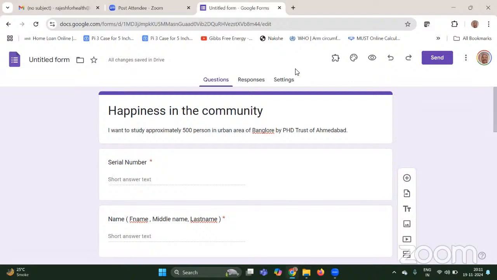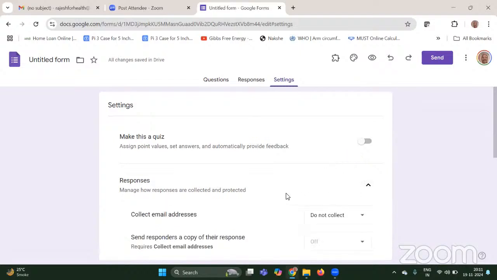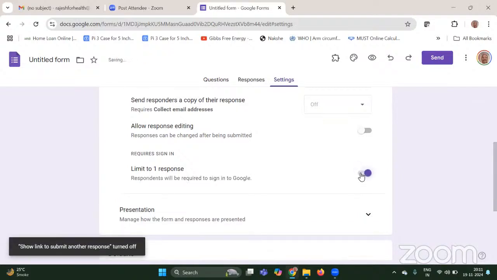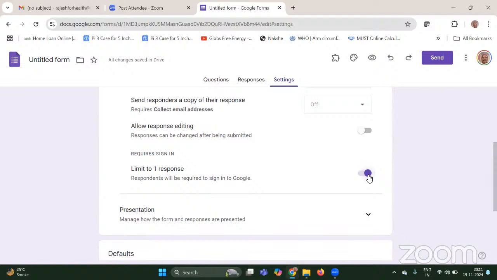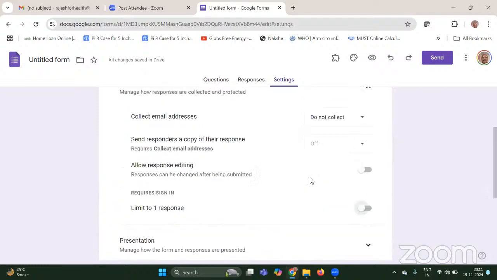Now the thing is, you want to collaborate with the people, right? In settings, if you want to make a quiz, you can keep a quiz over here. So answer one, two, three, and the marks you can do. Then if you want to collect the email IDs, you can collect the email ID also. That is over here. Then you can allow multiple responses, or if you limit to one response, one person can do only one response. But if you are giving it to a health worker to fill up the form, you should not be limited to one response, right? So all this is possible, right?